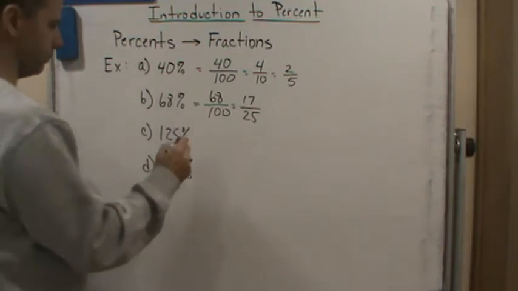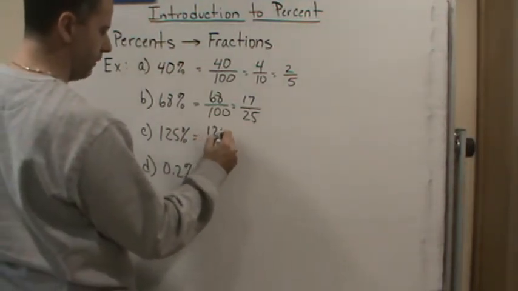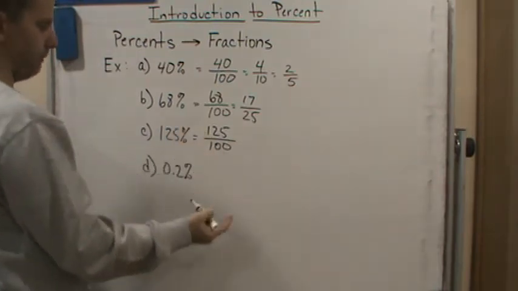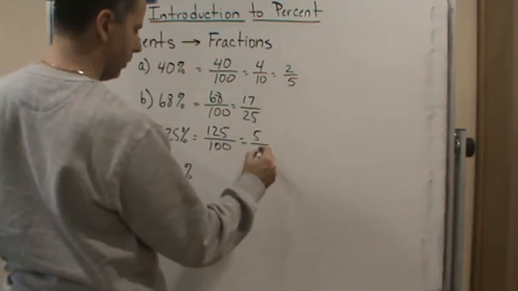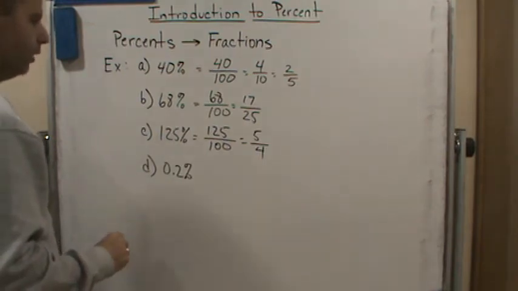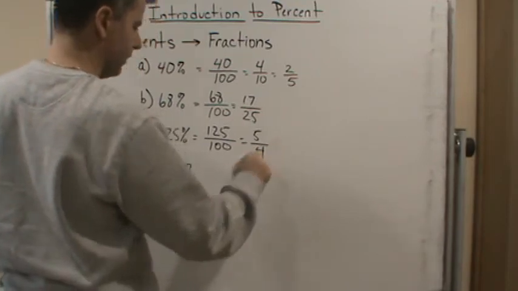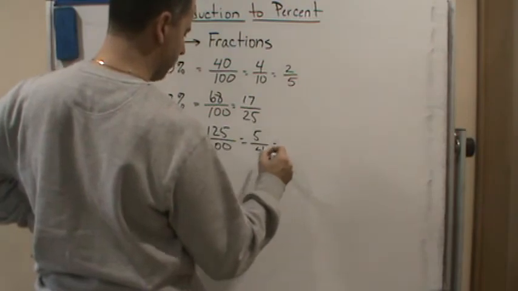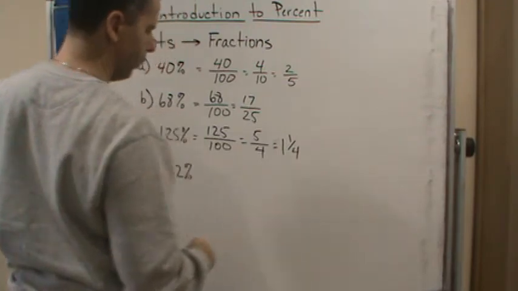Okay, now what about this one? This one here, again, we're going to write it as a fraction, so this means 125 over 100. And now I'm going to divide the top and the bottom by 25. And that gives me 5 over 4, right? Okay, so 5/4, and then we can write it as a mixed number, which is 1 1/4, right? So this is 1 1/4.